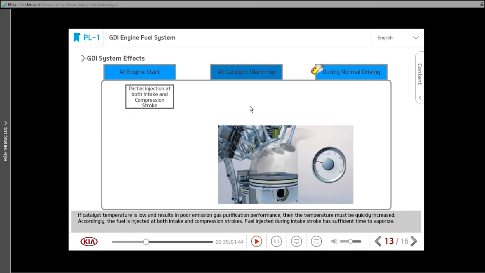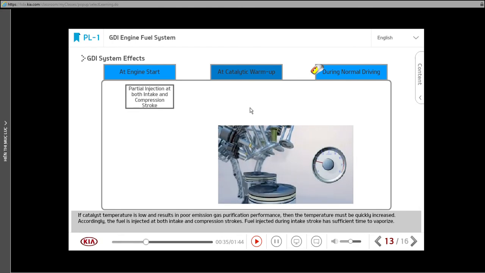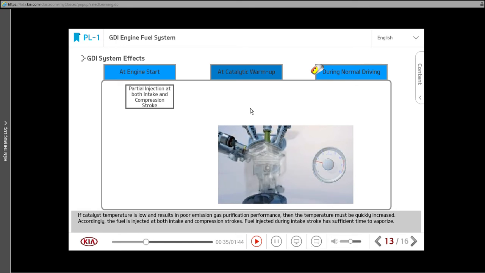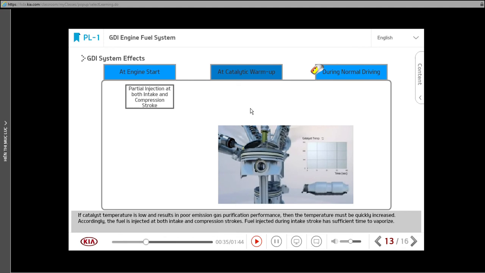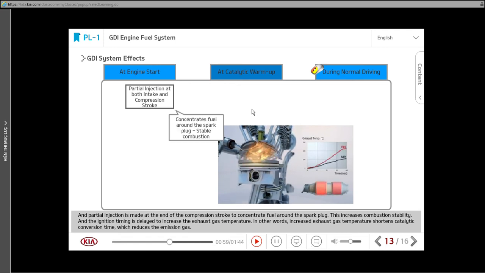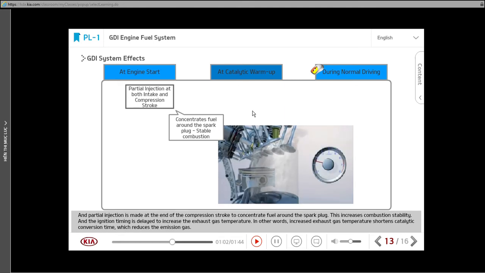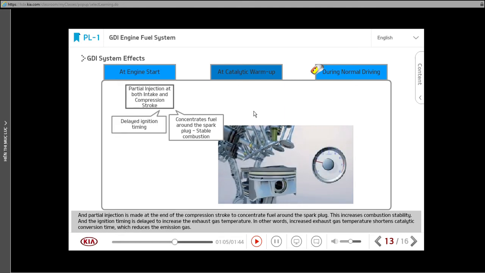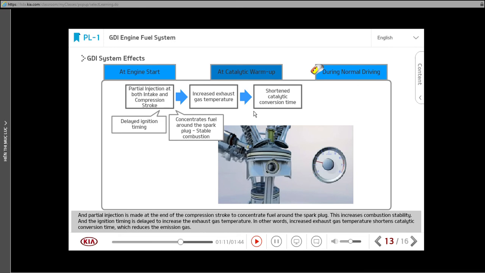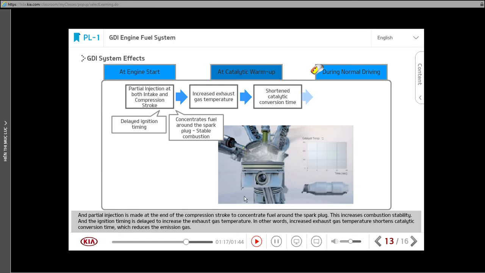If catalyst temperature is low and results in poor emission gas purification performance, then the temperature must be quickly increased. Accordingly, the fuel is injected at both intake and compression strokes. Fuel injected during intake strokes has sufficient time to vaporize, and partial injection is made at the end of the compression stroke to concentrate fuel around the spark plug. This increases combustion stability, and the ignition timing is delayed to increase the exhaust gas temperature. Increased exhaust gas temperature shortens catalytic conversion time, which reduces the emission gas.